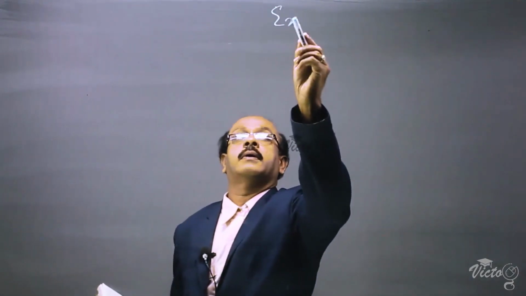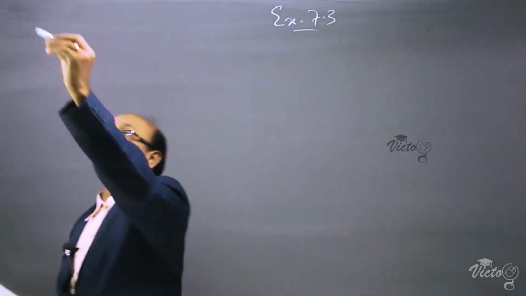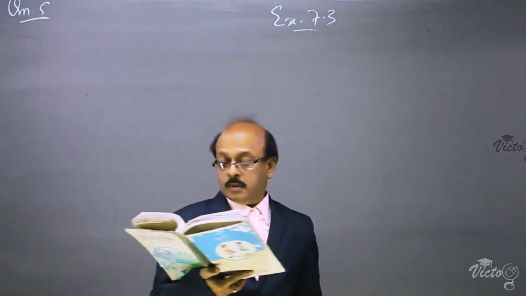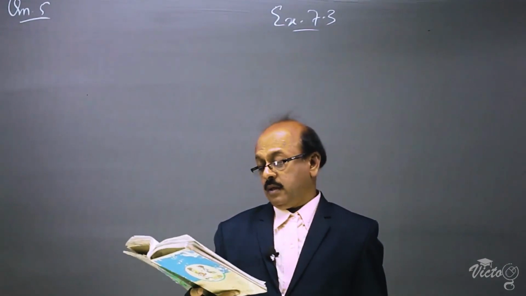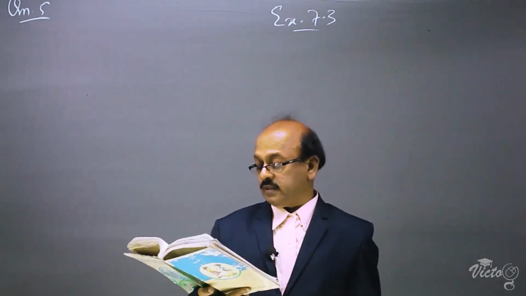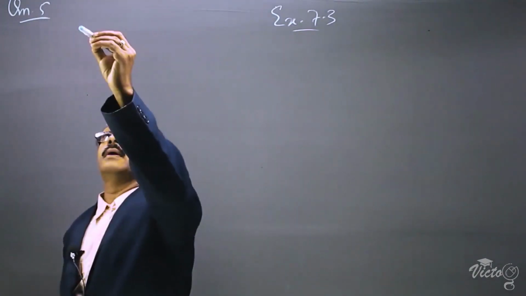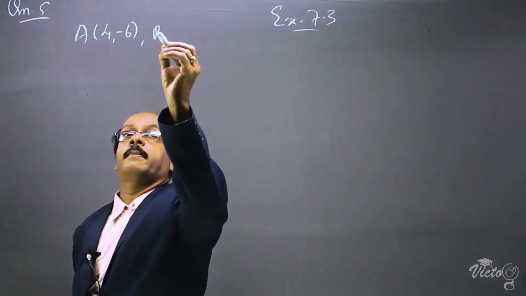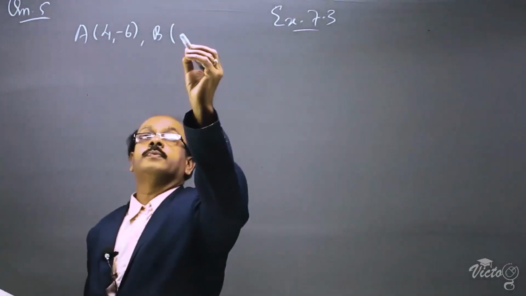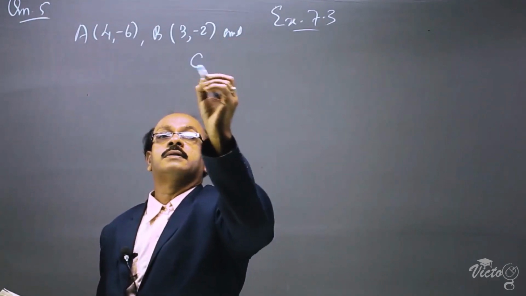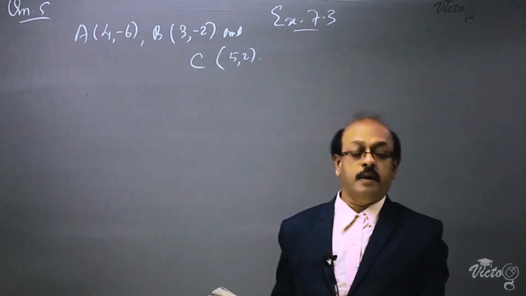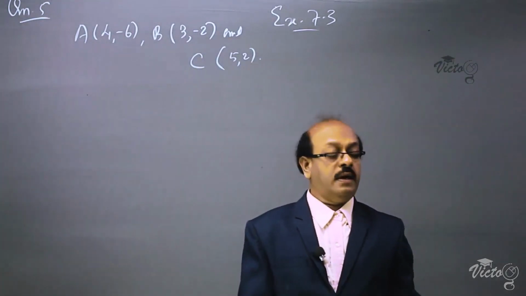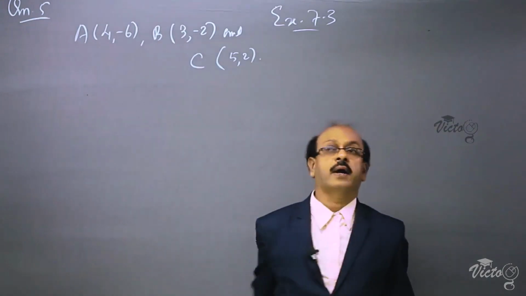Question number 5, Exercise 7.3. The median of a triangle divides it into two triangles of equal areas. Verify this result for triangle ABC whose vertices are A (4, -6), B (3, -2) and C (5, 2). These are the vertices of a triangle ABC. We have to prove that the median of this triangle divides it into two triangles of equal areas.